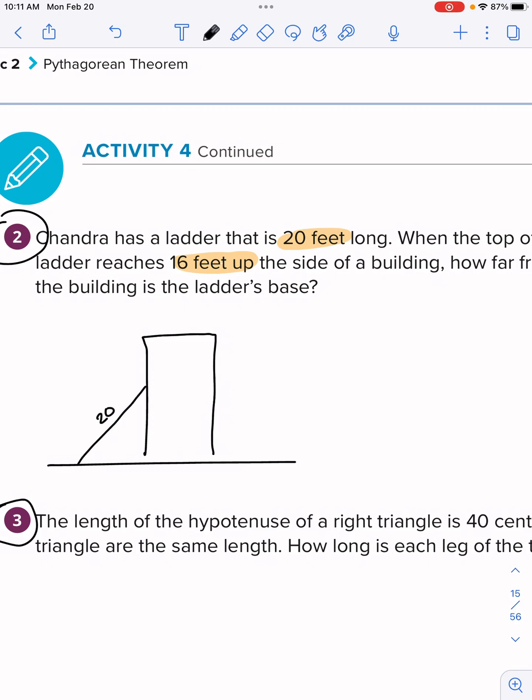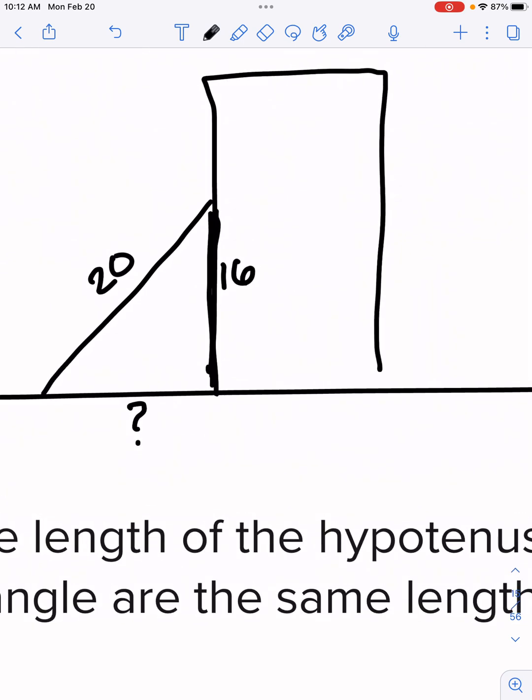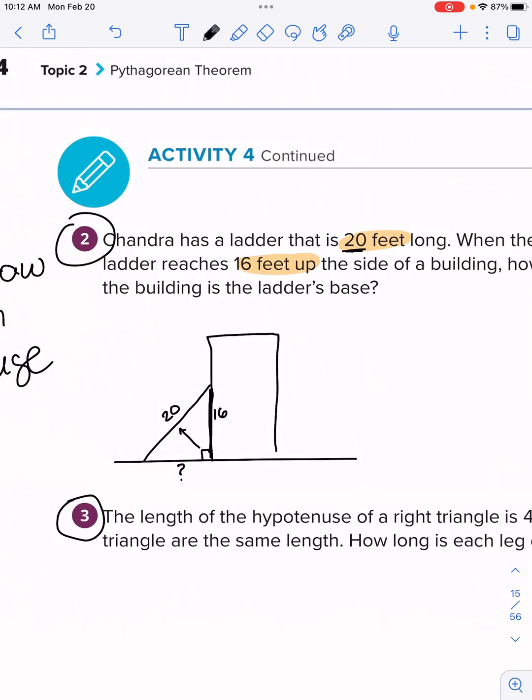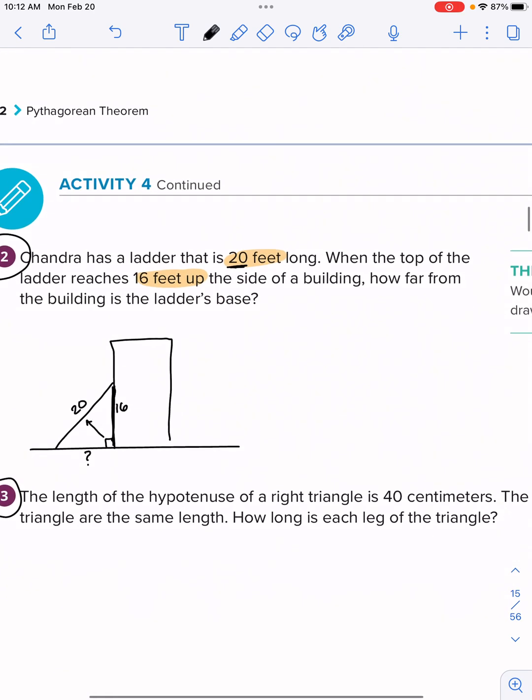This is 20 feet tall from here. We say that when we lean this up against the building, it's going to reach 16 feet up that building, right? So that's this distance right here. But we don't know this distance. Now here, there's a right angle that's formed in this triangle. This tells us that 20 is the hypotenuse, 16 is a leg, and we don't know what the other leg is. Okay.